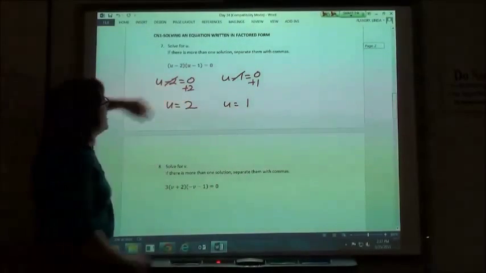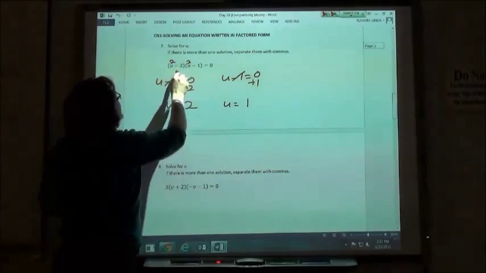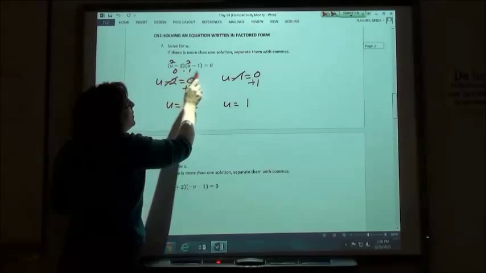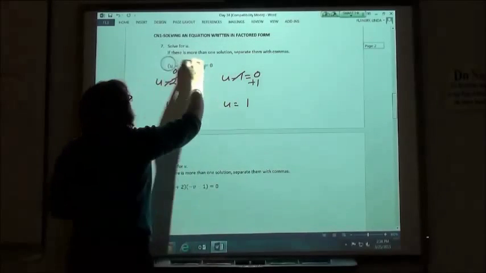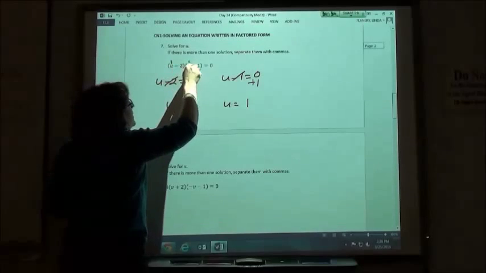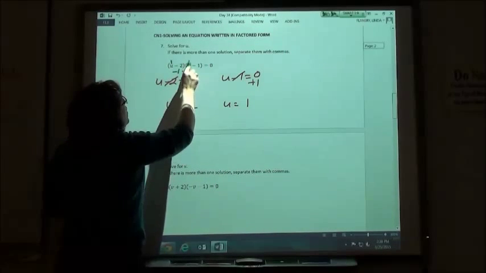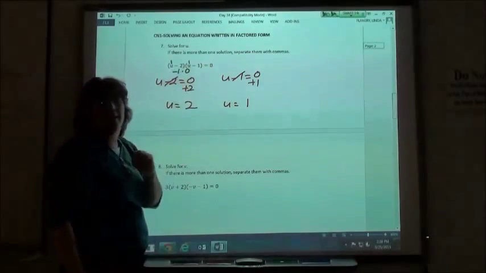So if I check that out, if I put my 2's in, 2 minus 2 is 0, 2 minus 1 is 1, but 0 times 1, hey, is 0. That checks out. If I happen to do the other one, put my 1's in, because that was my other answer, 1 minus 2 is negative 1, 1 minus 1 is 0, negative 1 times 0, guess what, is 0.